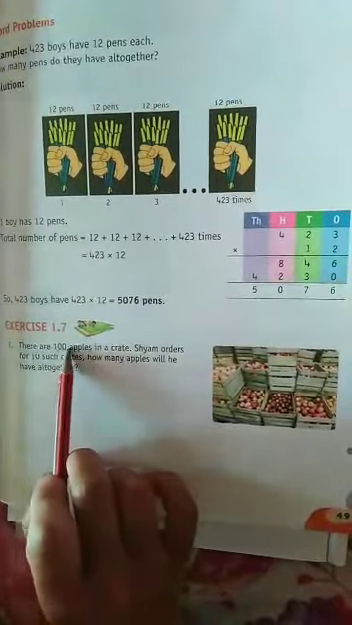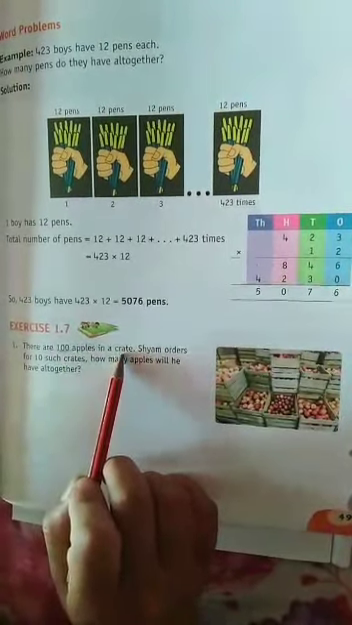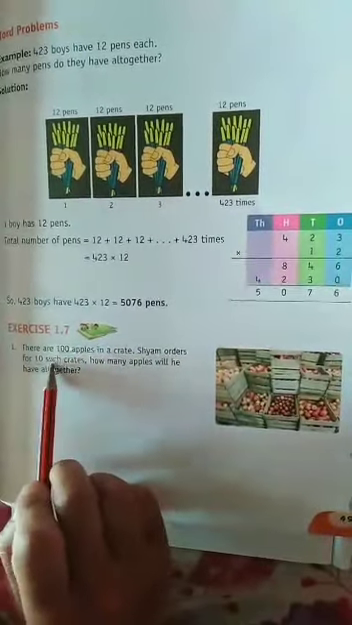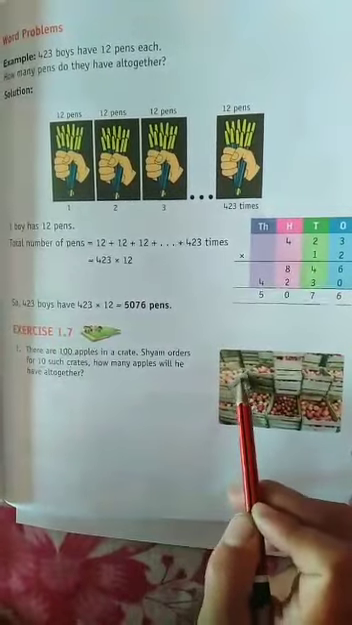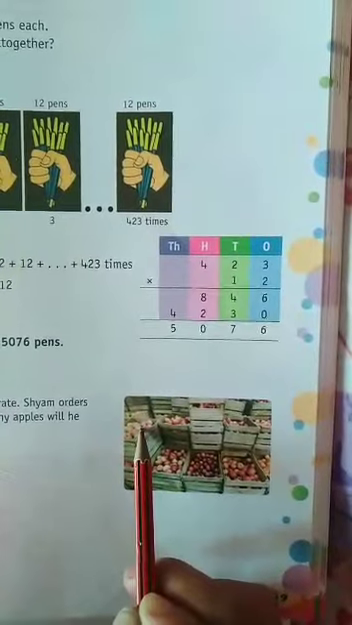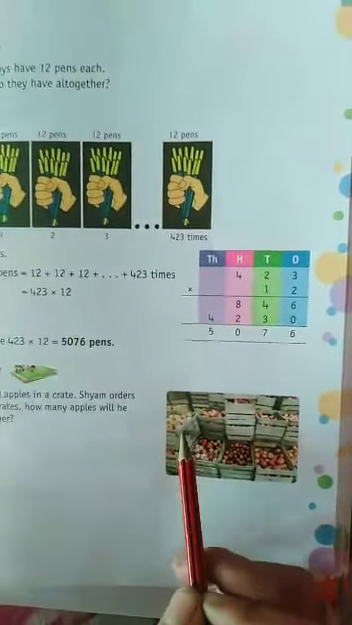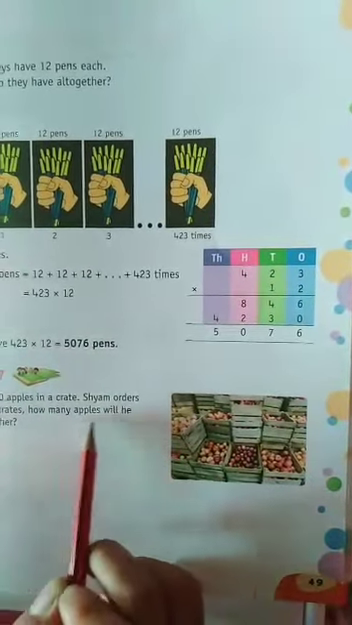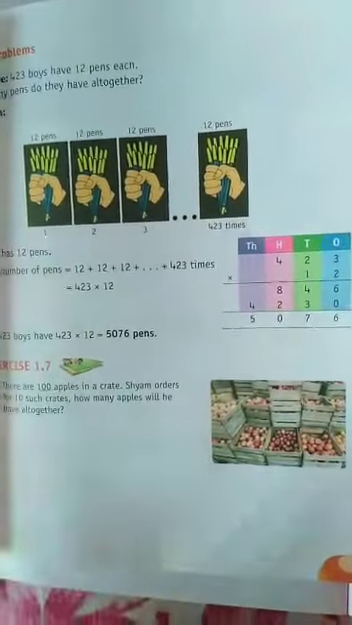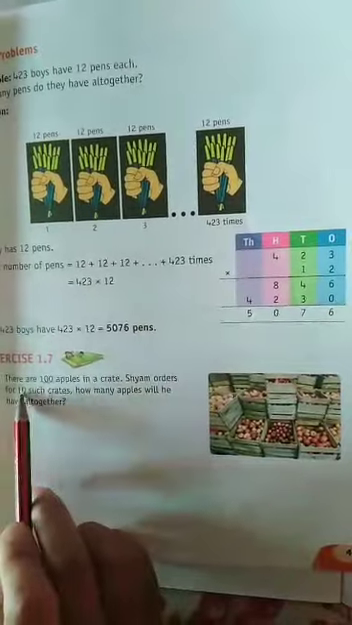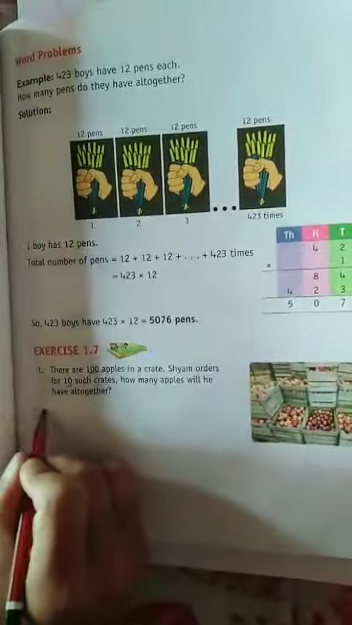There are 100 apples in a grade. Now, in one grade we have 100 apples. Shyam ordered for 10 such grade, means these are the grades. Okay, so in one grade how many apples are there? It is said 100 apples. Okay, so how many did Shyam order? He ordered 10, like this. Okay, these are boxes to store apples. So how many apples will he have altogether? What we will do here, we will multiply and we will find out how many apples we have in 10 grade. Okay, so let's write here solution.